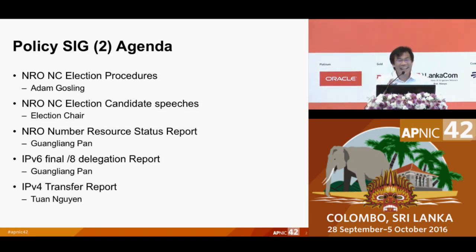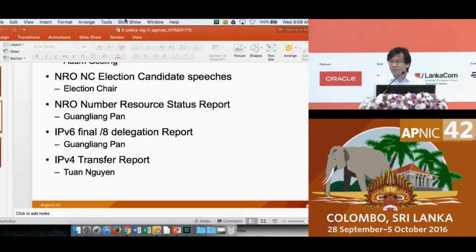Anyway, so first item on the agenda is the annual NRO NC election. Even though it happens in the policy SIG session, the policy SIG chair will not handle this. So let me invite Adam to proceed with this election.